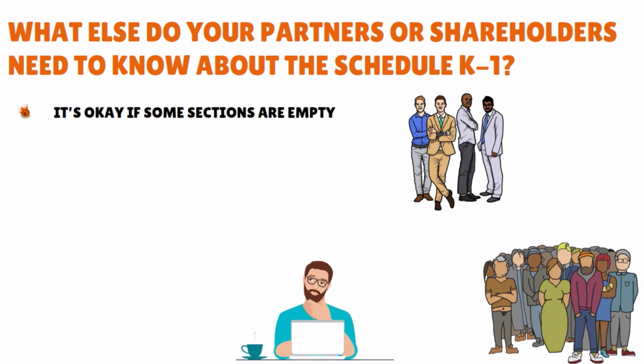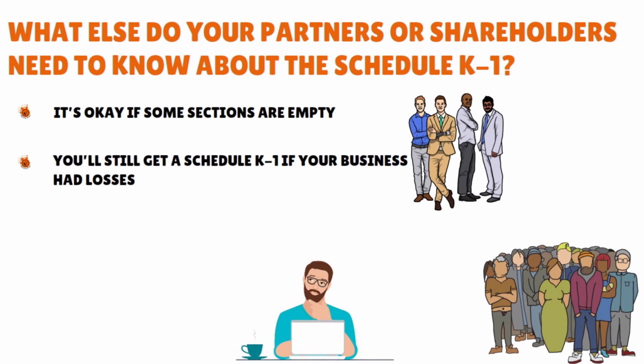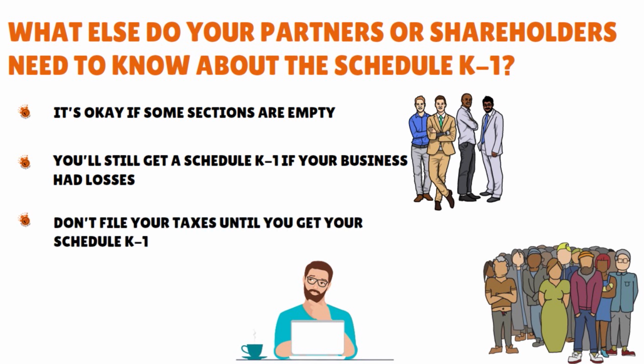Depending on your business activities, there may be just a couple of fields filled in. You'll still get a Schedule K-1 if your business had losses. K-1s are not just for good times, right? Schedule K-1s are sent out every year, even if the company had a loss. And do not file your taxes until you get your Schedule K-1. This form is absolutely essential to filing your personal taxes, so tell your partners to hold on to filing their personal taxes until they get their Schedule K-1s.